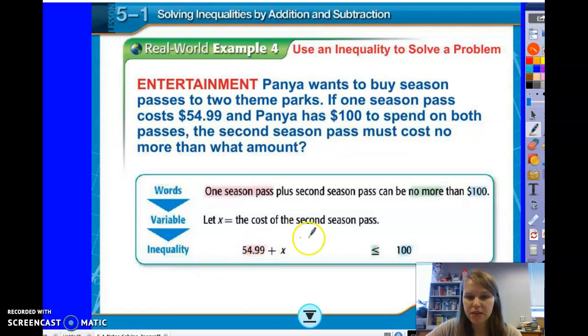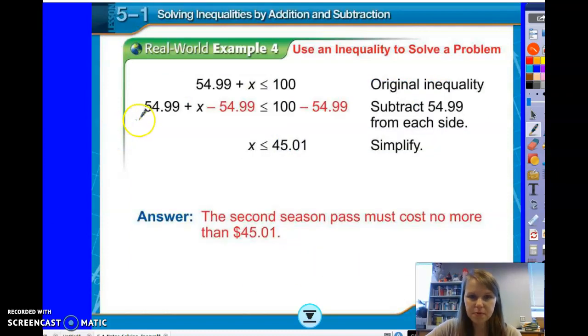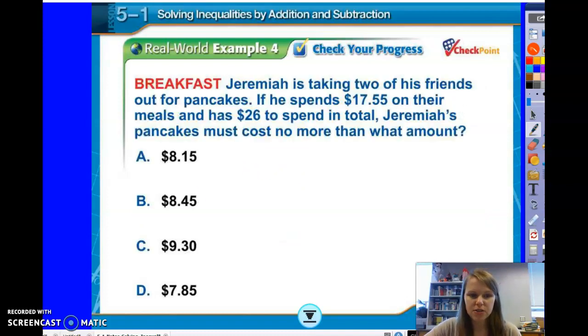So we're going to take this inequality, write that out here, and we're going to solve for x. So 54.99 plus x less than or equal to 100, so we're going to subtract 54.99 from both sides. When you do that, I ended up with x is less than or equal to 45.01. So that means 45.01 must be the cost of the second ticket, or less than. It could be less than that as well. So how about you try this one? So check your work, try this one, hit play when you're ready to see my work.